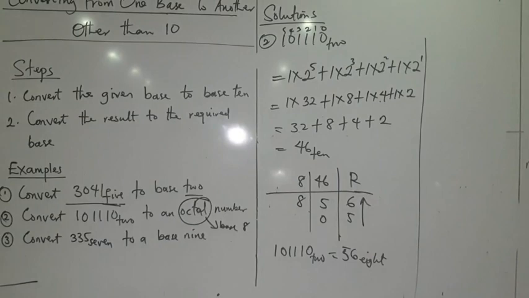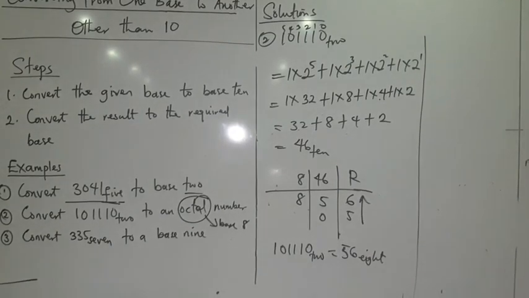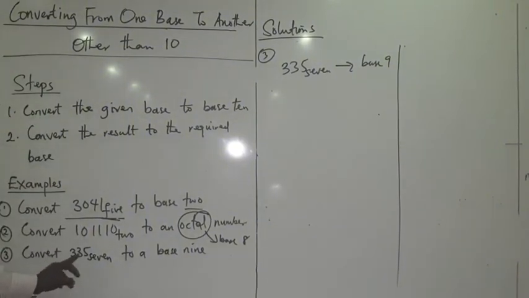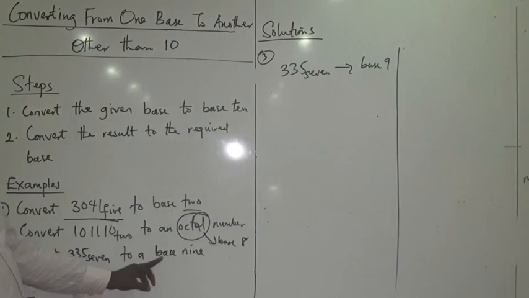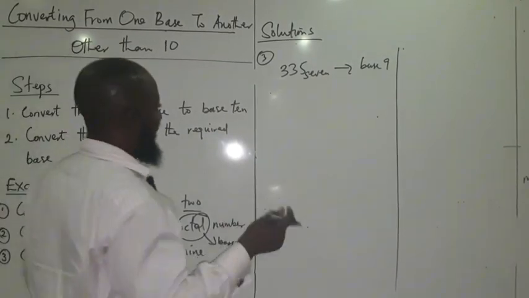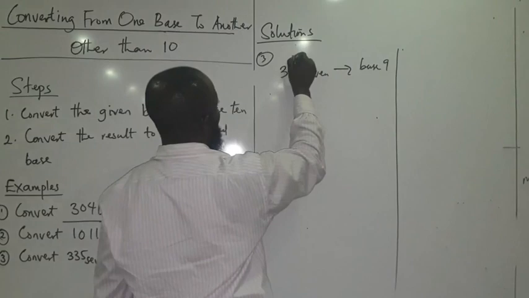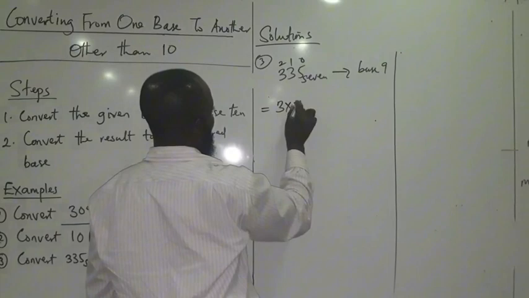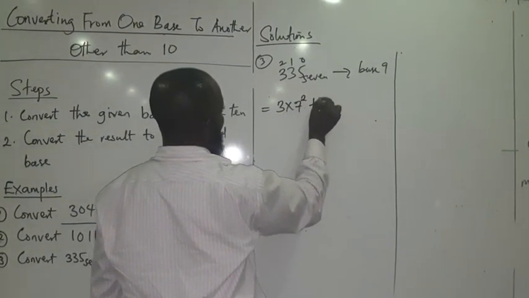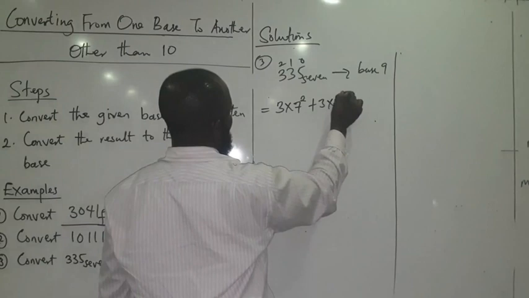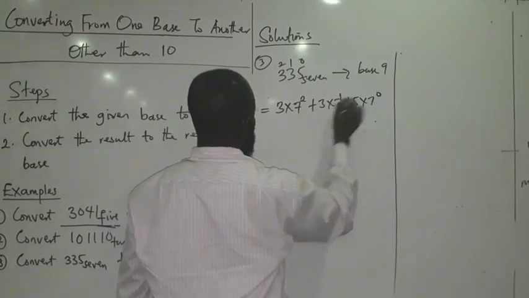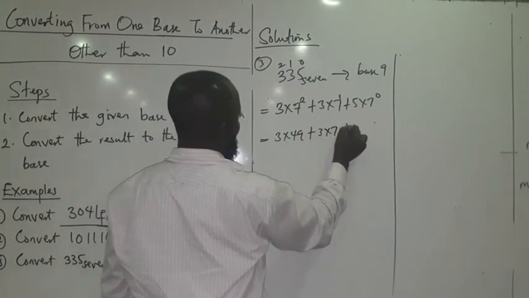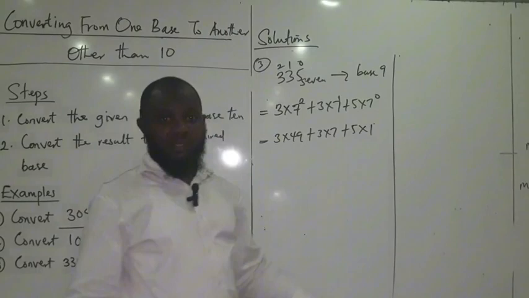Alright, so we look at the last example that we have here. Example number 3: convert 335 base 7 to a base 9 number. The same process, we change this to base 10. That will be 3 multiplied by 7 raised to 2 plus 3 multiplied by 7 raised to 1 plus 5 multiplied by 7 raised to 0. So that will be 3 times 49 plus 3 times 7 plus 5 times 1. Anything raised to 0 is 1.